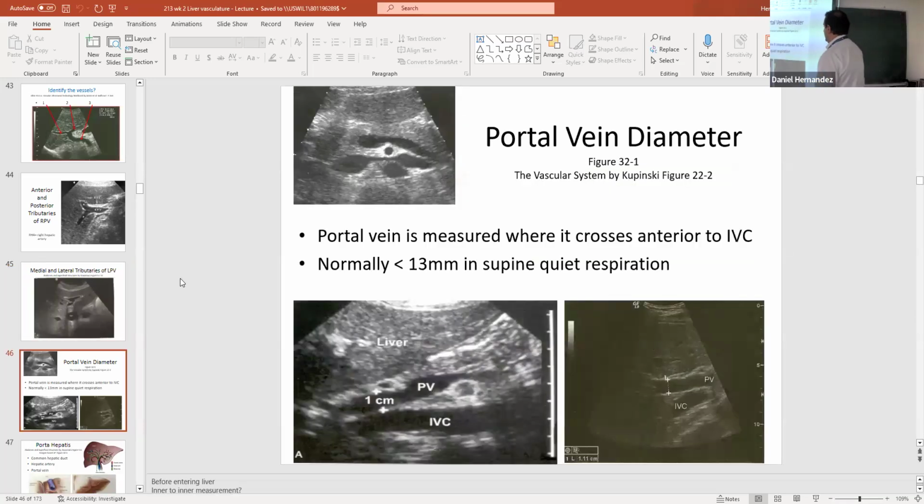So, portal vein diameter. The portal vein is measured where it crosses anterior to the IVC. Normally that diameter should be less than 13 millimeters with quiet respiration. We like to measure that portal vein, if we can, outside of the liver before it enters into the porta hepatis.